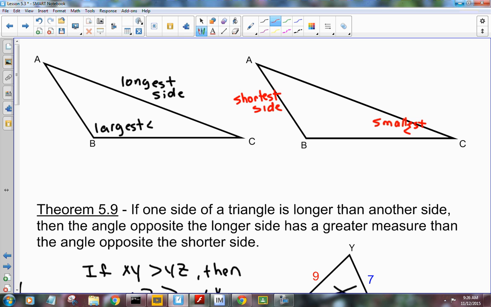So the shortest side is across from the smallest angle. But again, you cannot compare two different triangles. This is only true within a single triangle. Okay? Within a single triangle. And we'll see what we're talking about here in just a second.